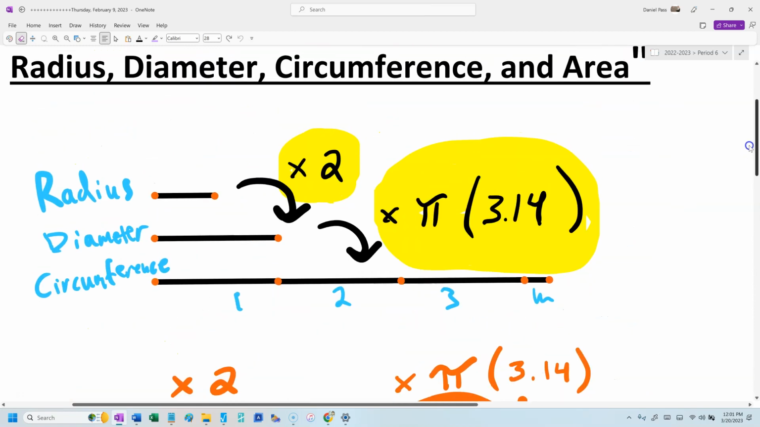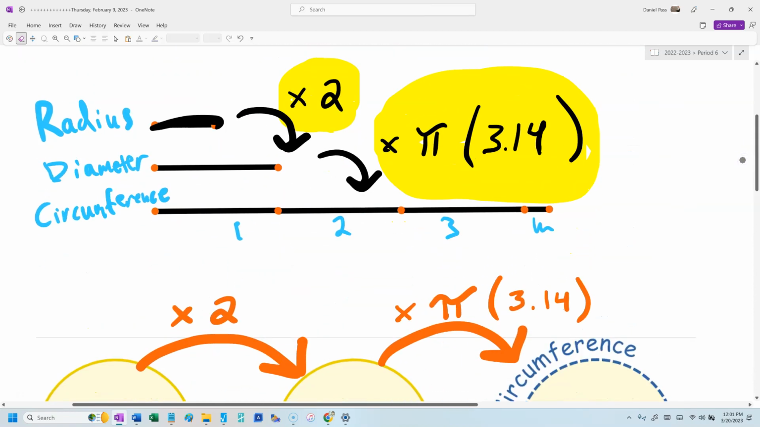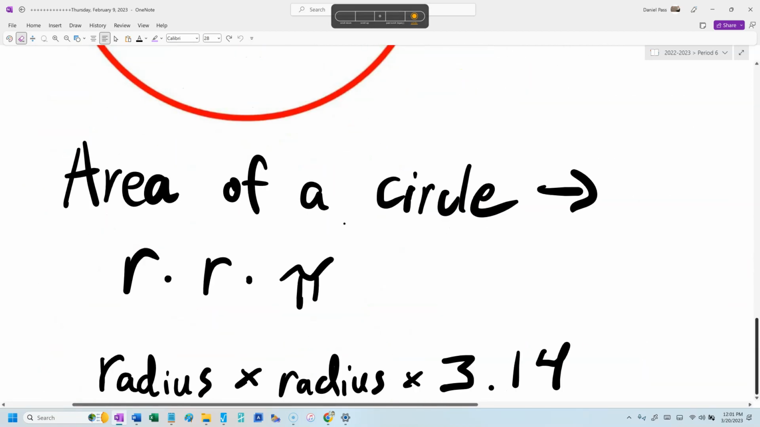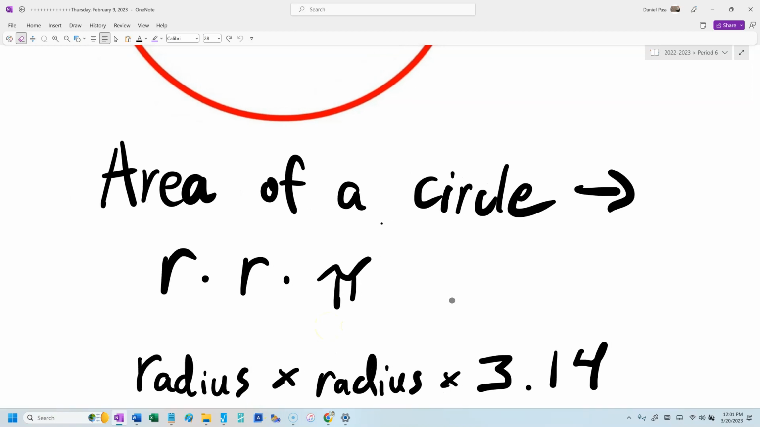I just did area a bunch. But you can think of radius, diameter, and circumference this way. And what is the formula for area? Radius squared times pi.